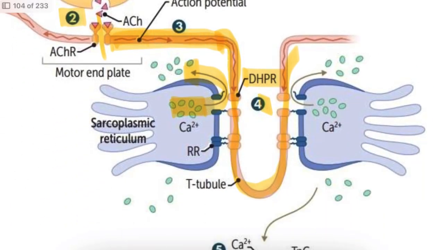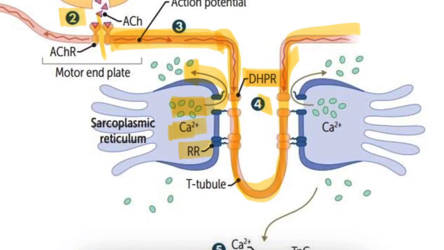These are the T tubules. T tubules are invaginations of the sarcolemma that transmit the action potential into the muscle fiber's interior. Next, the sarcoplasmic reticulum, where the calcium ions are stored. Next, dihydropyridine receptors are voltage sensitive receptors on the T tubules, and ryanodine receptors are calcium release channels on the sarcoplasmic reticulum.